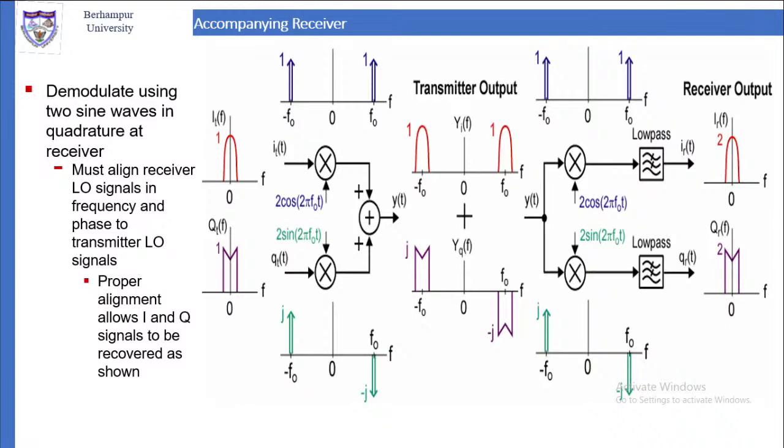When we multiply by cos 2 pi f0t, that will give us the red one, then we pass it through a low pass filter as in the case of DSB. So that will give us the red one. The purple one, or the M, will be cancelled, 0. Similarly, when we multiply by 2 sin 2 pi f0t, the red becomes 0. We will get the purple, or M, as the output. So this is demodulation using two sine waves in quadrature at the receiver. It must align the receiver local oscillator signal in frequency and phase to the transmitter local oscillator signal. Proper alignment allows the I and Q signals to be recovered as shown in the picture, as we discussed.